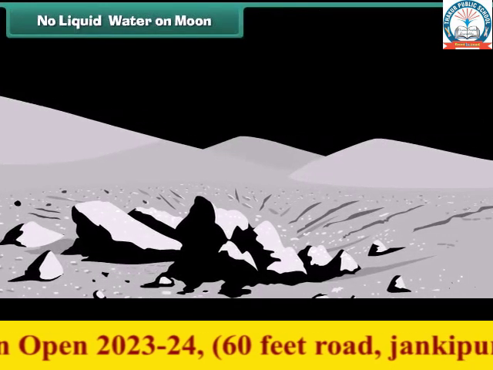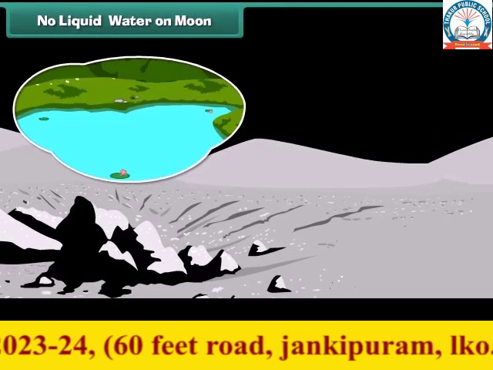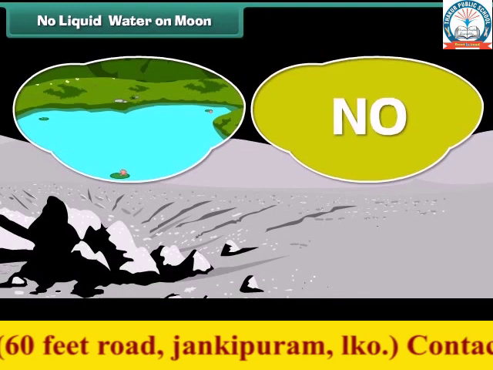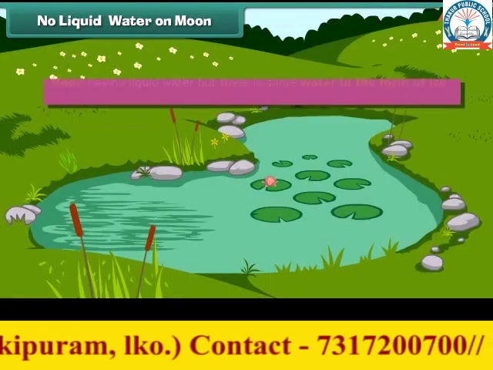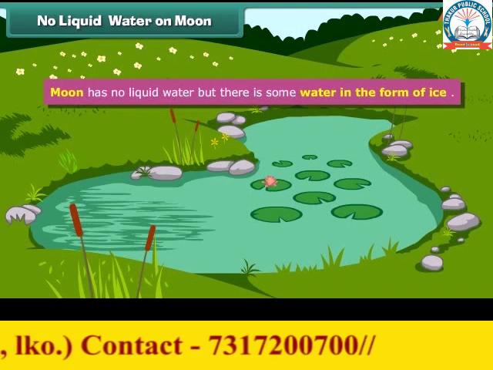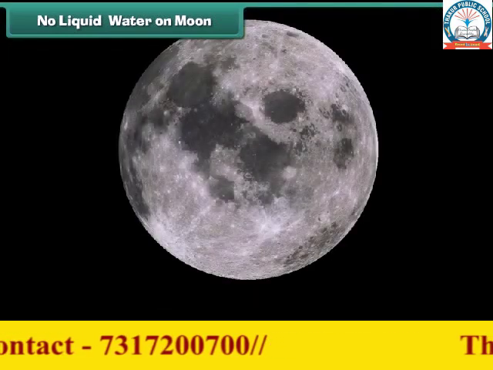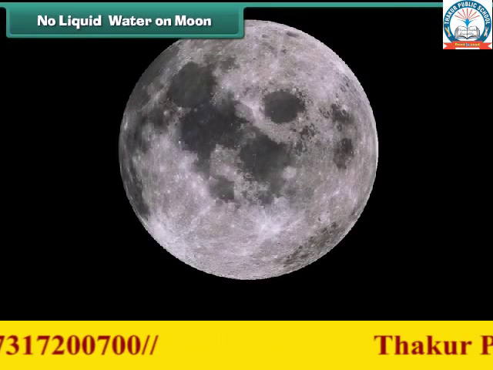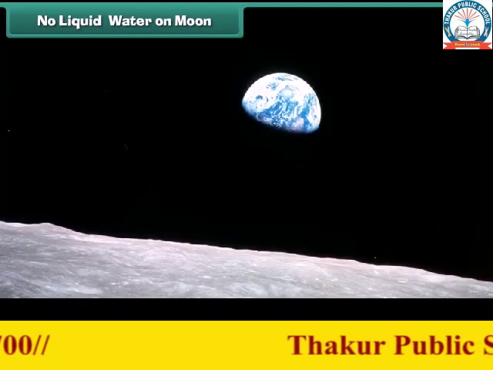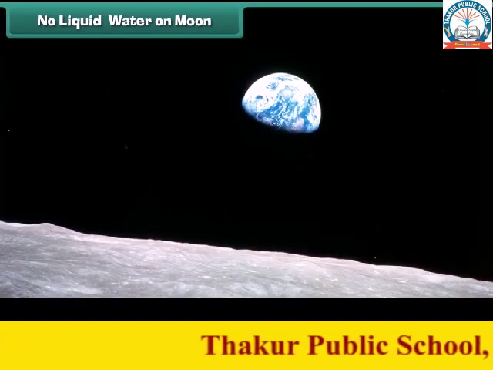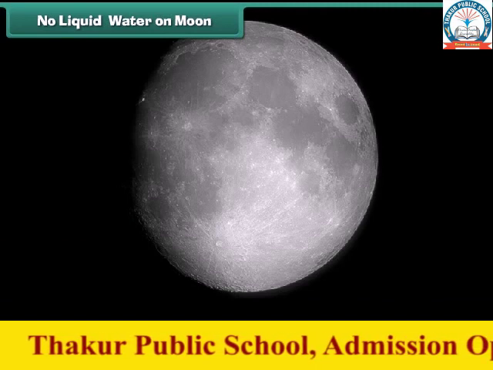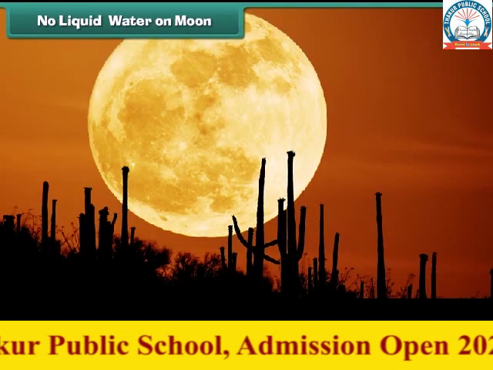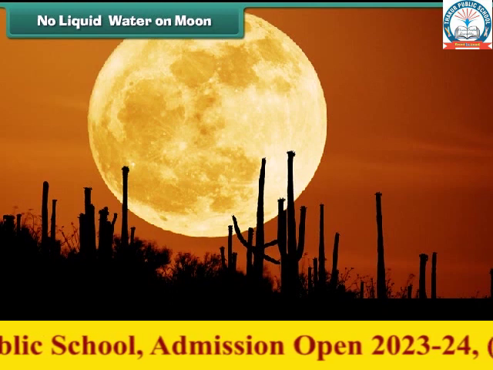Kids, do you think moon has also got water like our Earth? No. There's no liquid water on moon, but there is some water in the form of ice. Recently, NASA spacecraft discovered nearly about 100 kilograms of ice and water vapor near the moon's south pole. And yes, this is possible that there is more buried under the surface of the moon.